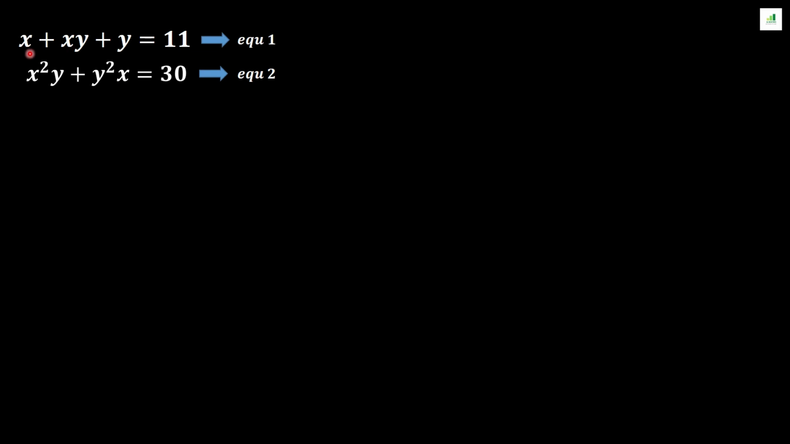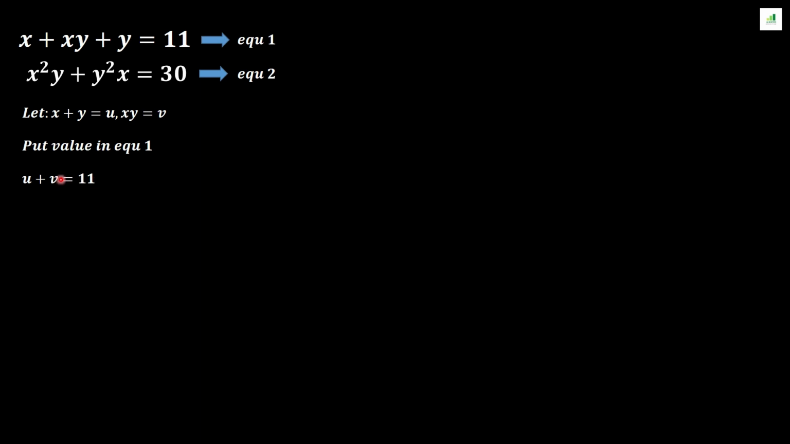So our first equation is x plus xy plus y equal to 11. I am representing this as equation number 1, and our second equation is x square y plus y square x equal to 30, which I am representing as equation number 2. To solve both of these equations, first we consider x plus y equal to u and xy equal to v. Now we will use the first equation and replace x plus y with u and xy with v, and equal to 11 is the same as before.